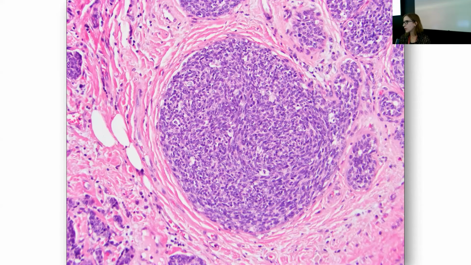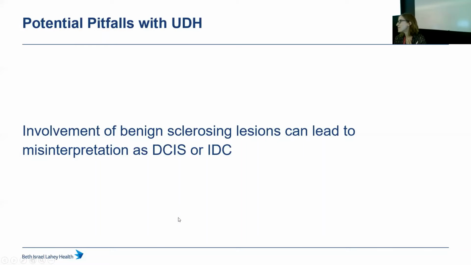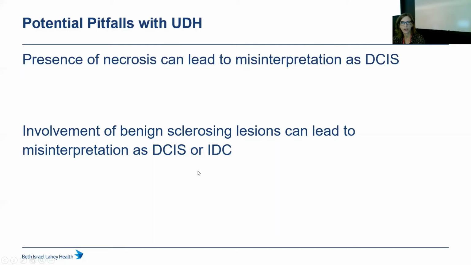One of the features that I rely on for that distinction, at least on H&E, is that I feel like the nuclear chromatin looks very similar one cell to the next in intermediate grade DCIS. And that's something that I use. Here, of course, we do have some invasive carcinoma, so that's a bit of a clue as well. But that can be the sort of challenge that we're faced with. And then involvement of benign sclerosing lesions can also, as I mentioned, lead to misinterpretation as DCIS or invasive carcinoma.